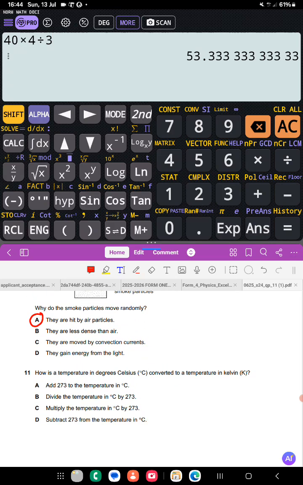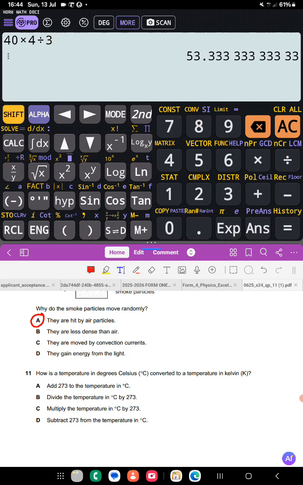Number 11. How is temperature in degrees Celsius converted to temperature in kelvins? Remember that temperature in kelvins is equal to temperature in degrees Celsius plus 273.